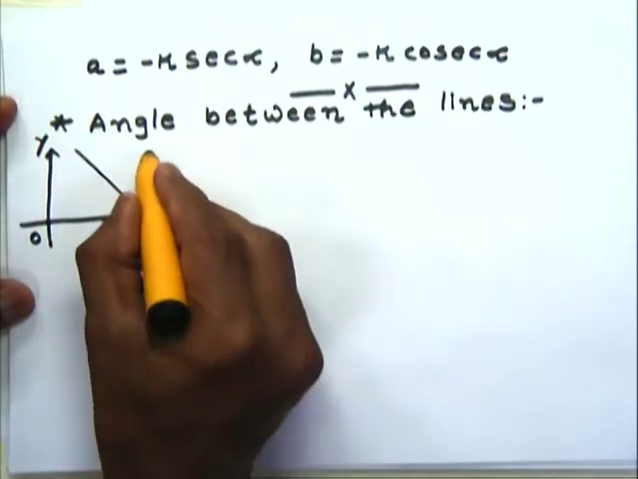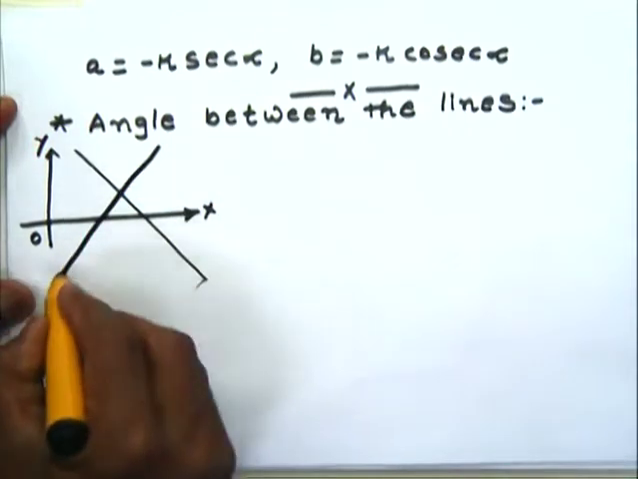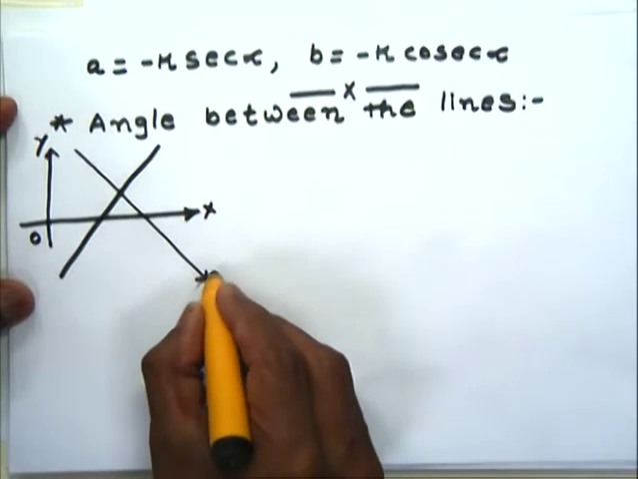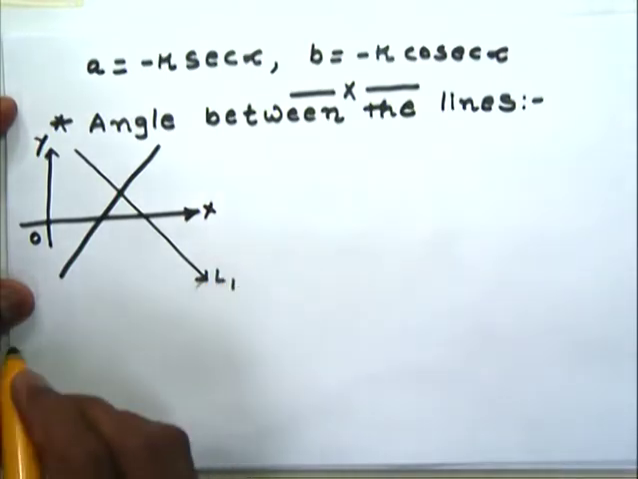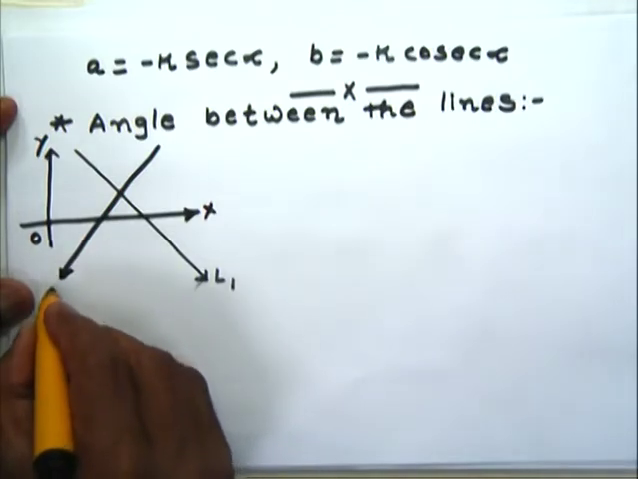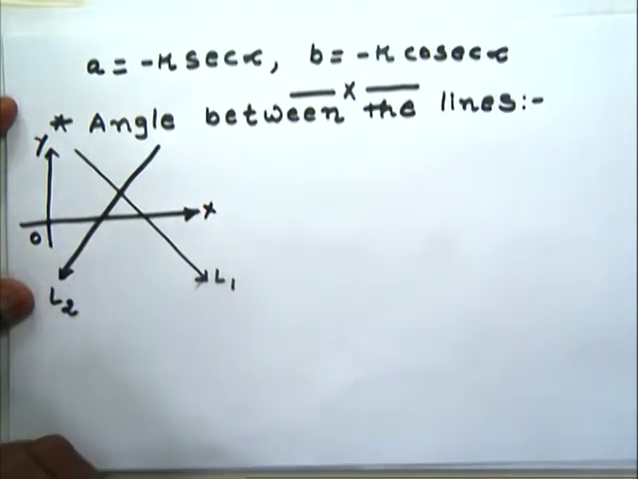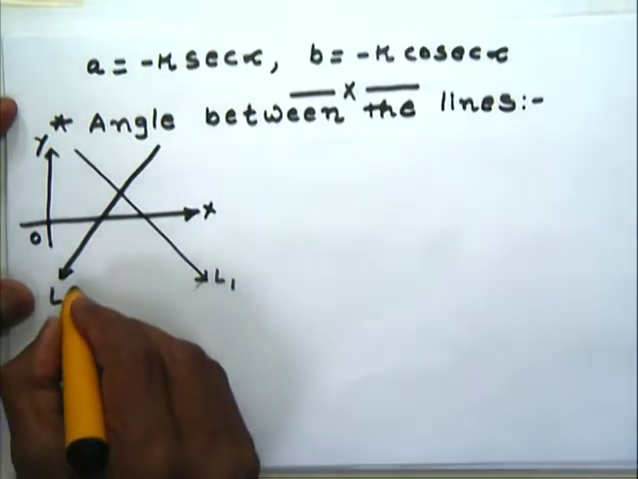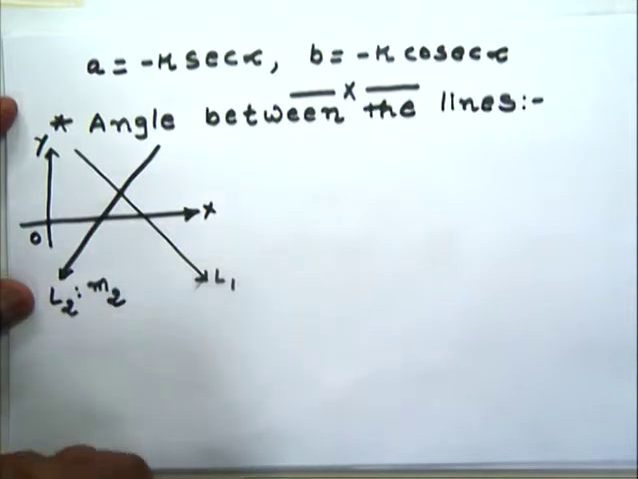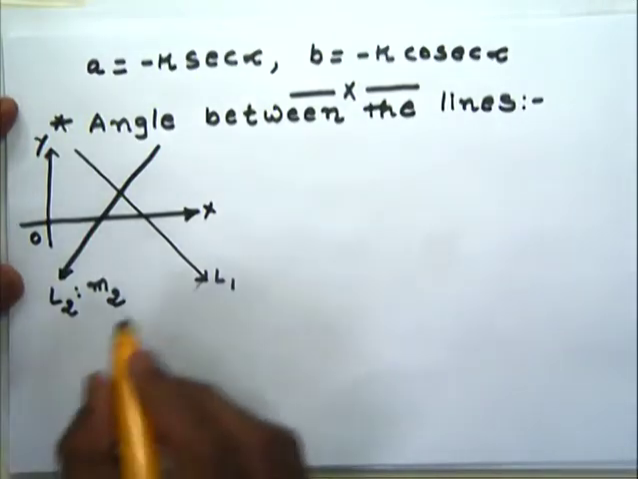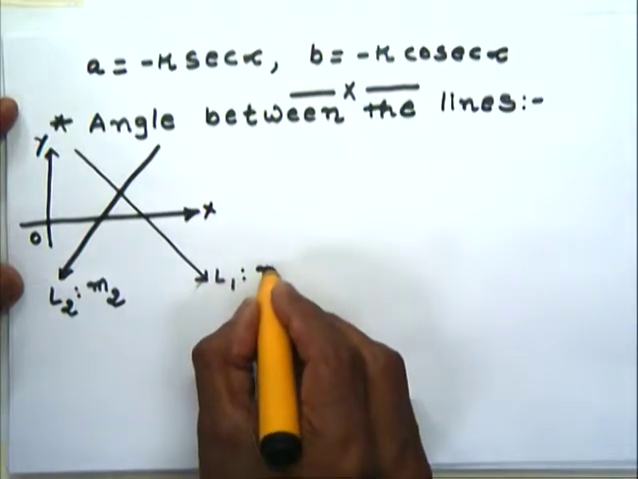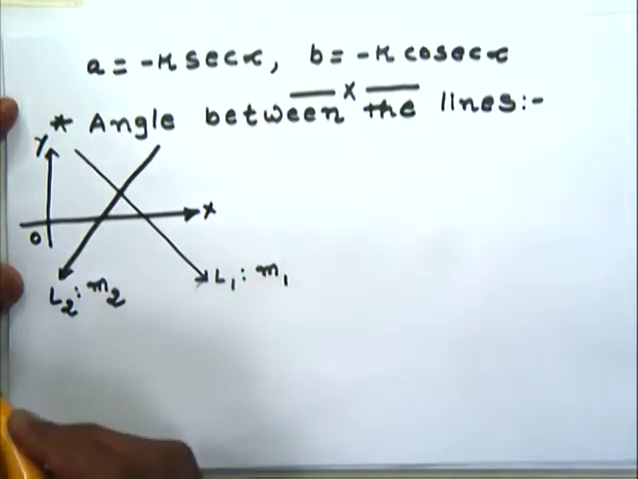There is one line, there is one more. Let me call it L1 and let this line be L2. Suppose the slope of the line L2 is M2 and slope of line number 1 is M1.